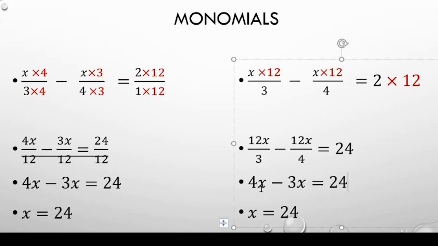12 divided by 3 is 4x. 12 divided by 4 is 3x. We get the same result. So it doesn't matter if you multiply all the terms by the lowest common denominator, or if you create common denominators, you end up with the same result.